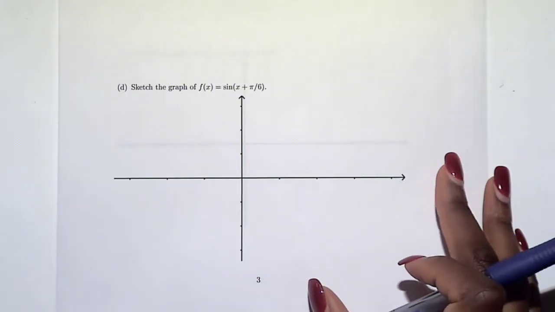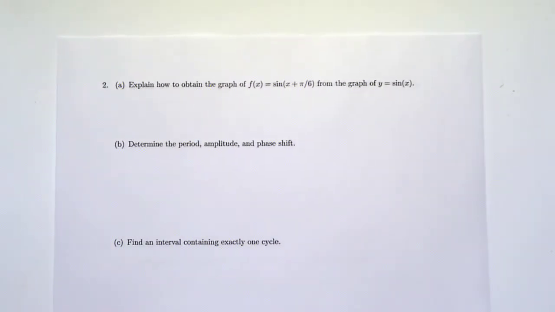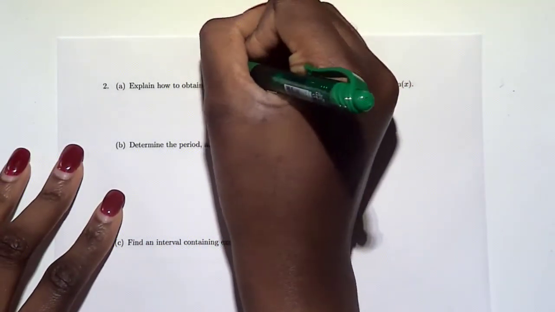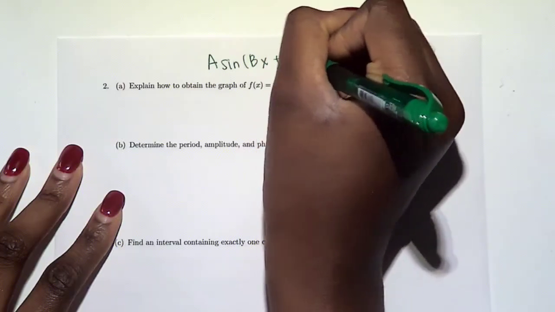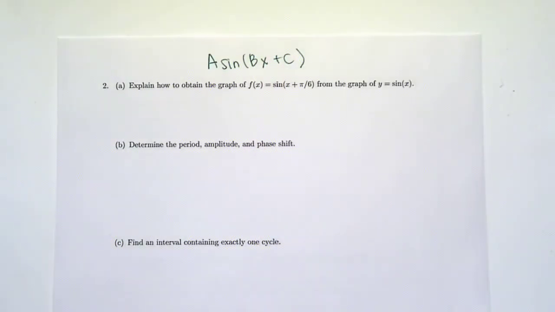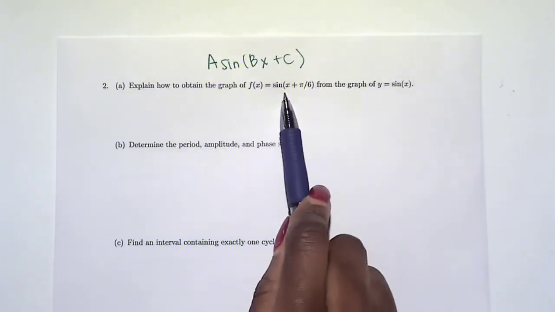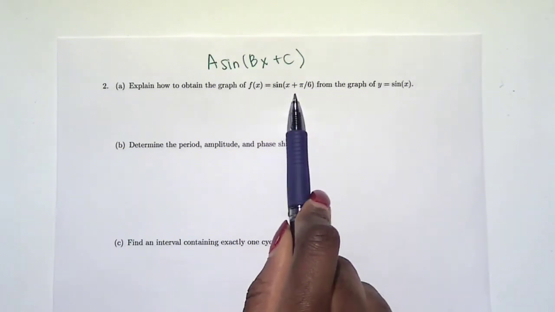Okay, so let's talk about this function. But before we do this, I want to remind us our functions are going to look like this. In words, using what we've already learned before, how is this graph different from sine of x? The original is sine of x. This is the changed one. It should be shifted pi over 6 units to the left.